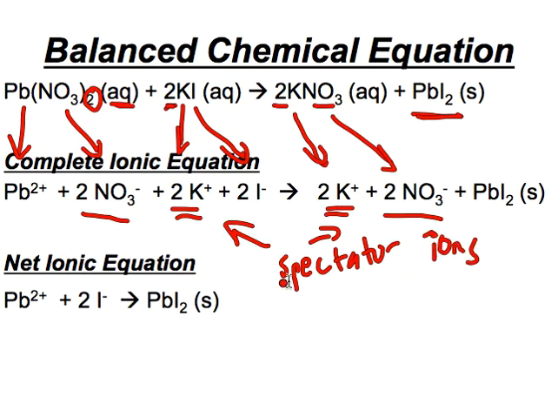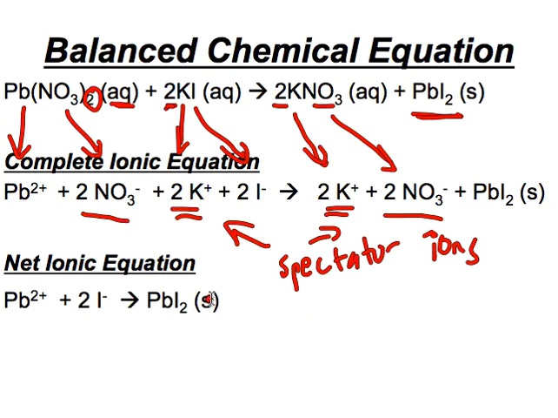They're not changing. Where if you look at the other ions, these lead ions and these iodide ions, they started as ions. Now they're part of a solid. That's a change. That's something different than it was before. So when we eliminate those spectator ions, what is left is called the net ionic equation. The change that is actually happening in this reaction is these ions becoming this solid.